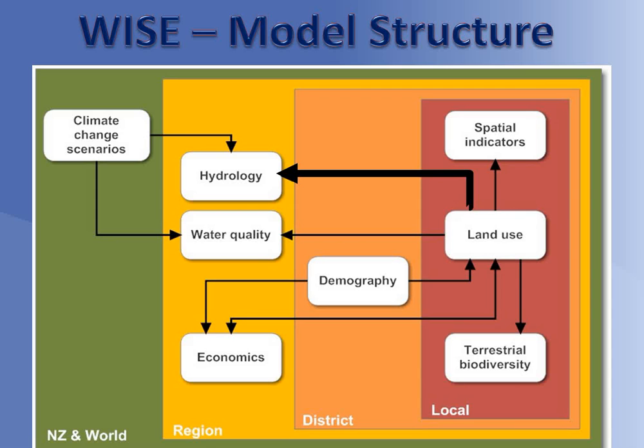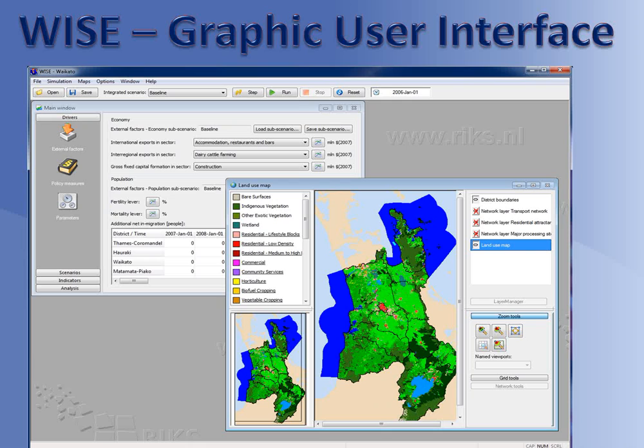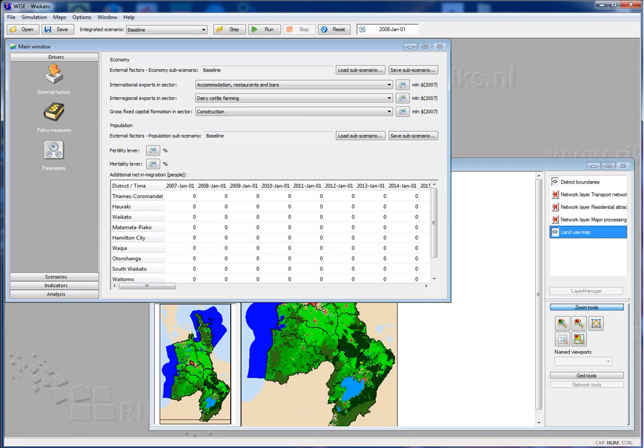These models operate at different scales within the decision support system, ranging from local to district to regional to New Zealand wide. The graphic user interface for WISE includes a menu bar, the main window, and the land use map window. The menu bar provides buttons to open and save WISE project files. Existing integrated scenarios can also be selected.